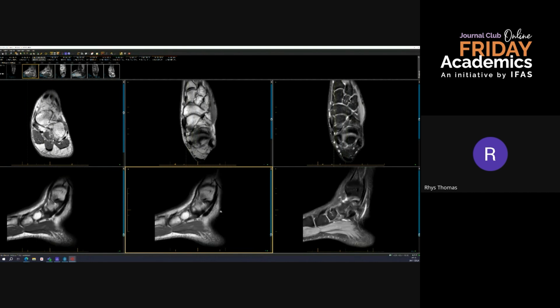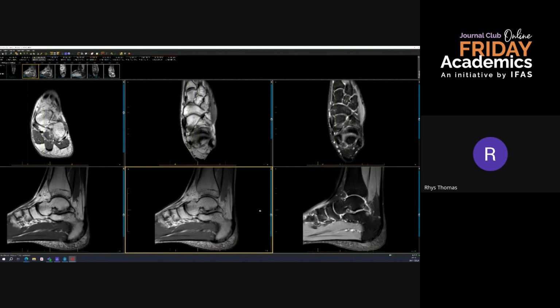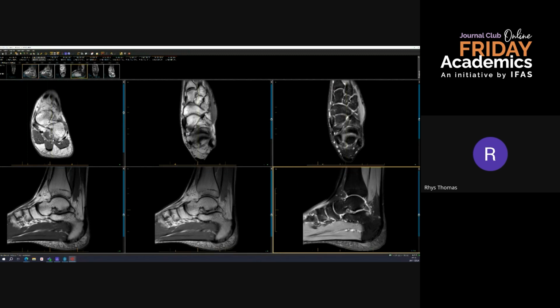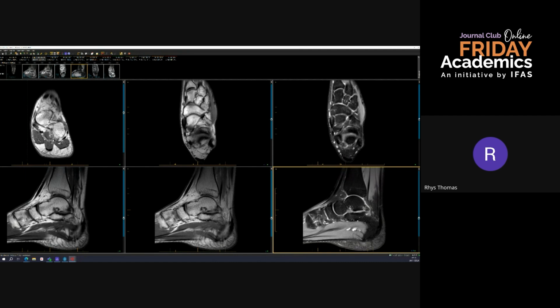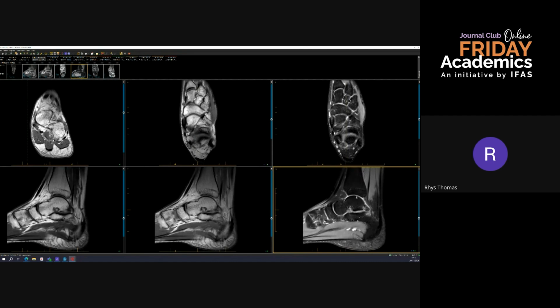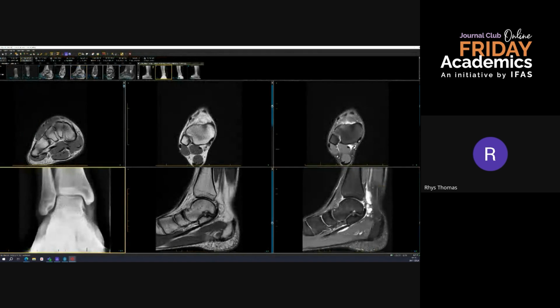And then finally, we finish with sagittal images. The abnormality here is that we've got an os trigonum, an accessory ossicle, which has some bone marrow edema associated with it and in the adjacent calcaneus. So this patient has os trigonum syndrome or posterior ankle impingement. Moving on to the next case.